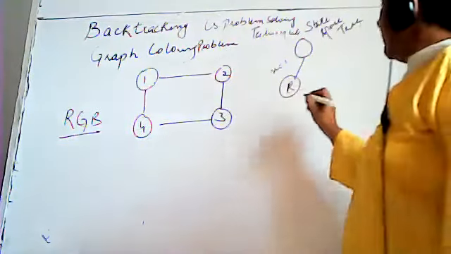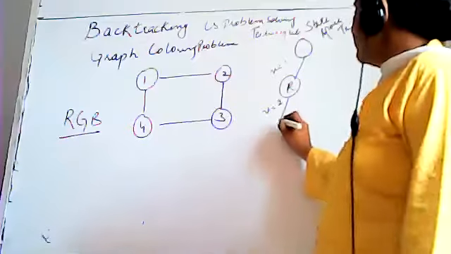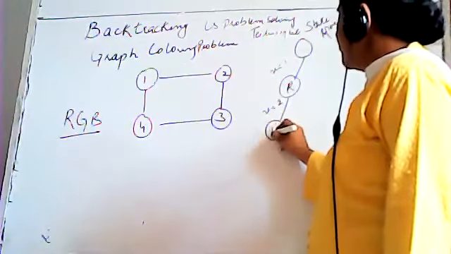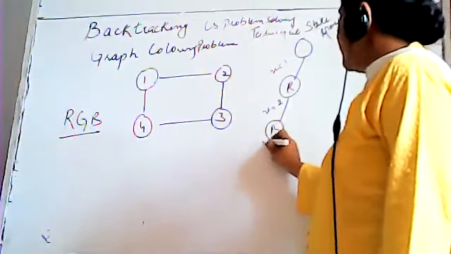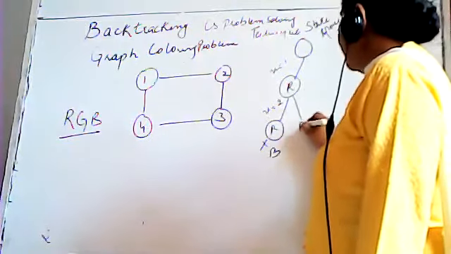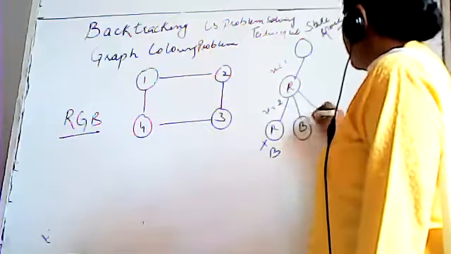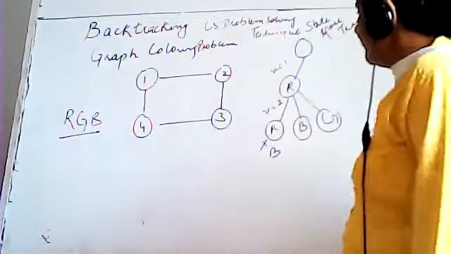Fine. Now for x equal to 2, which colors can be given? Can we give red to node number 2? No, we are stopped by the bounding function. We can give either blue or green. This is for node number 2. I have written it.